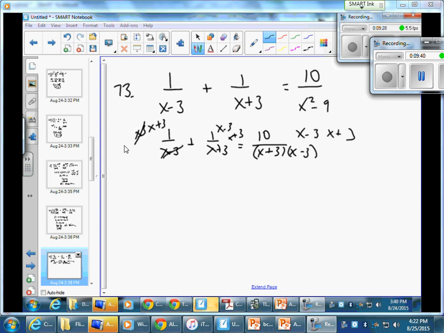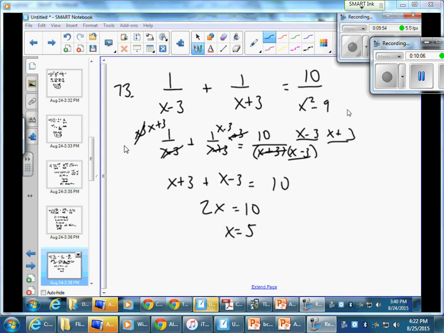So the x minus 3's cancel out. 1 times x plus 3 is x plus 3. The x plus 3's cancel out. 1 times x minus 3 is x minus 3. And here they both cancel out, and I just get 10. Combine your like terms, you get 2x equals 10. So x is equal to 5, which will work for this problem. It doesn't make any of my denominators equal to 0.